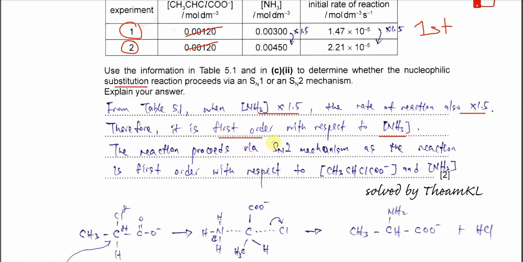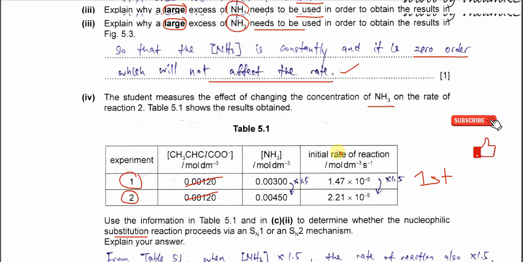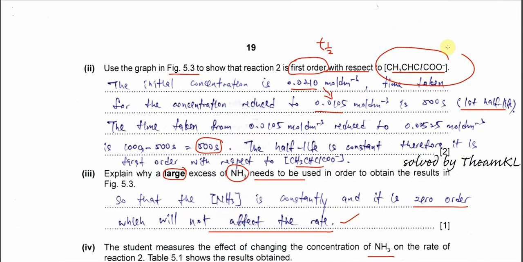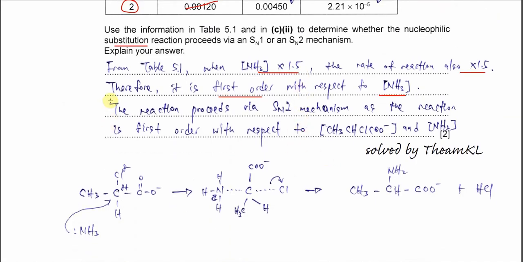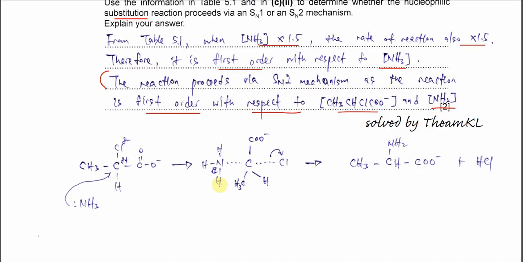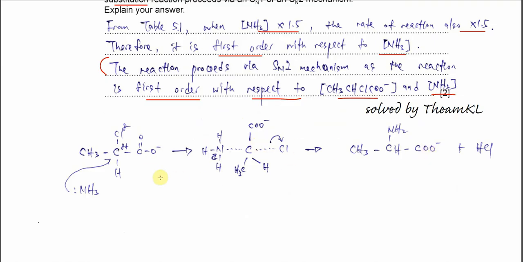Now, we know that ammonia is first order, and just now we already proved this carboxylate is also first order. So both are first order, and the rate will be affected by both of these reactants. Therefore, we are quite sure that the reaction proceeds via the SN2 mechanism, as the reaction is first order with respect to the carboxylate and the ammonia. So it proceeds through this mechanism.